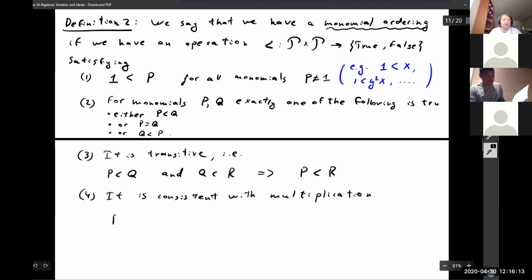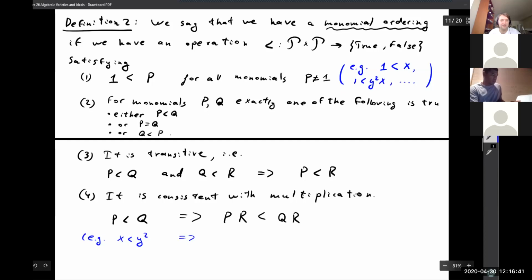Whenever we have monomial p, which is subleading to q, it follows that monomial p times r is subleading to monomial q times r, for every monomial r. For example, if x is subleading to y squared, then x cubed is subleading to x squared y squared.